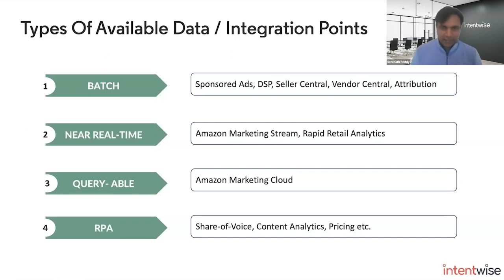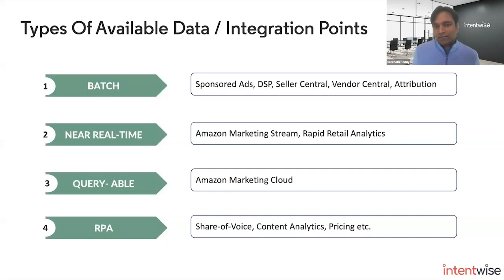One is batch mode of data availability, which is the stuff you get from the seller central, the vendor central, you download in batch mode. And then you've got the near real-time data sets like Marketing Stream, which centers around advertising data, and then Rapid Retail Analytics, which is a lot of retail metrics like traffic, inventory, sales. I say near real-time because you get data within the hour. Now, the way you integrate to get that data set is very different from the way you integrate to get the batch data sets, which we've been used to for quite some time, right?